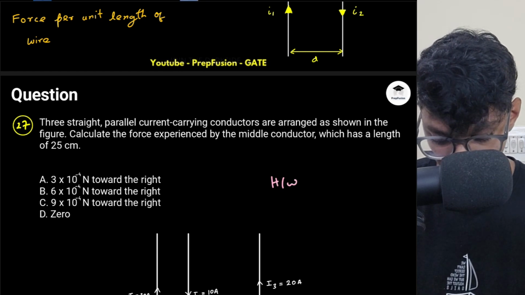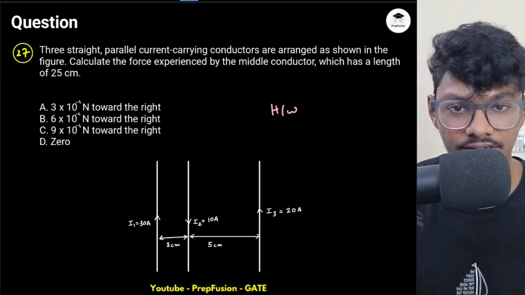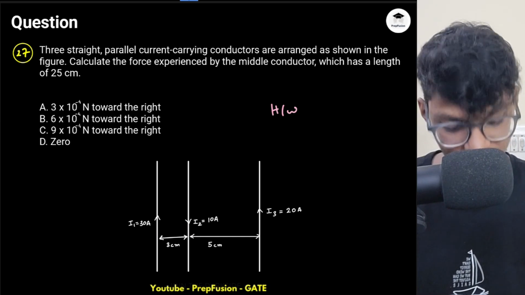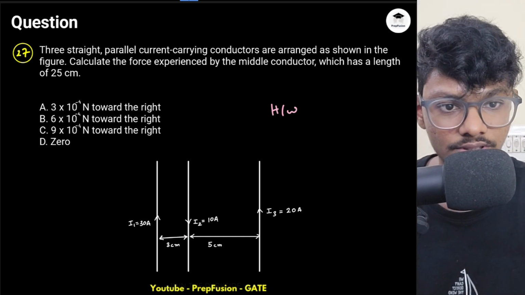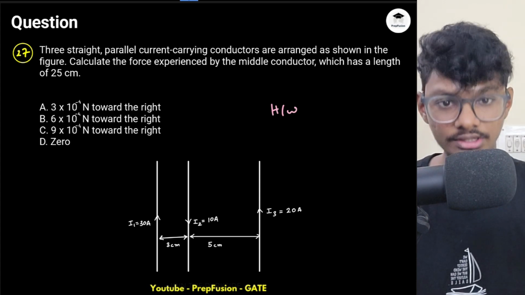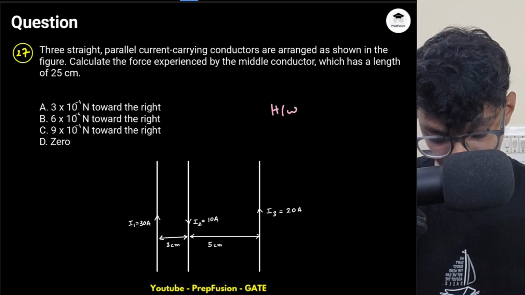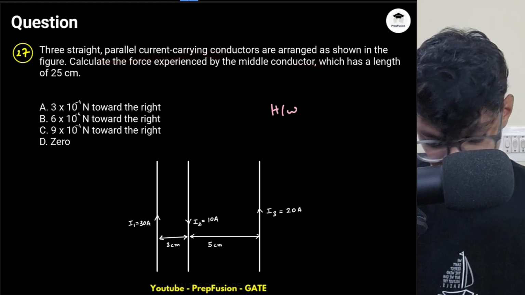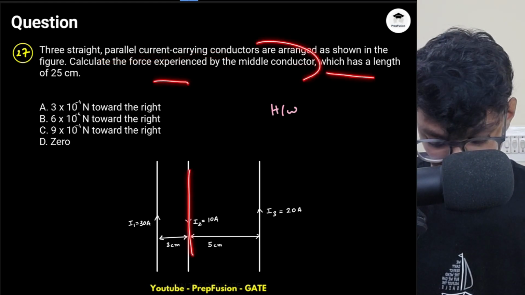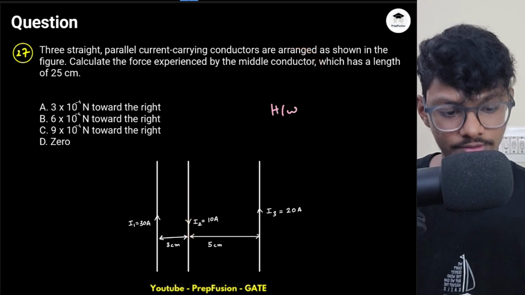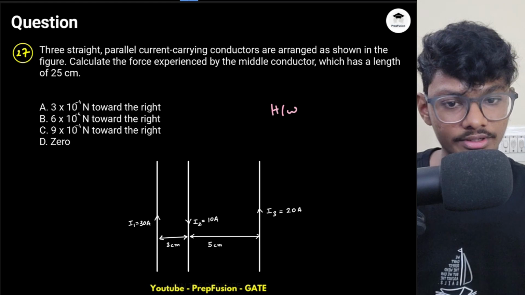Here we derived the expression for force between two current carrying conductors. Now if I have three current carrying conductors, how will I find out the force? What are they asking here? Just hold on a second, I will check that everything is recording. So what are they asking over here? We have three straight parallel current carrying conductors arranged as shown. Calculate the force experienced by the middle conductor which has a length of 25 centimeter. Now how do I calculate this?